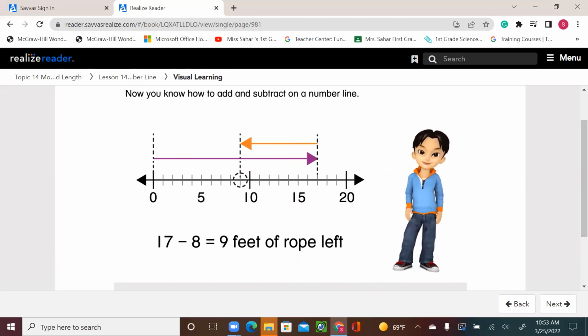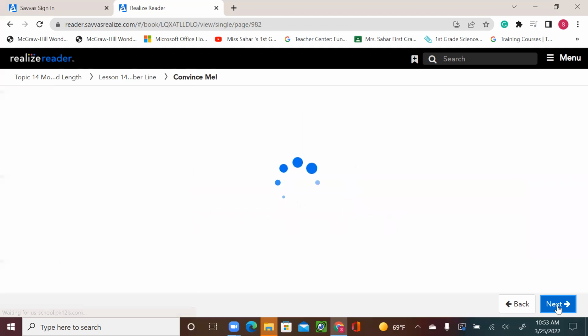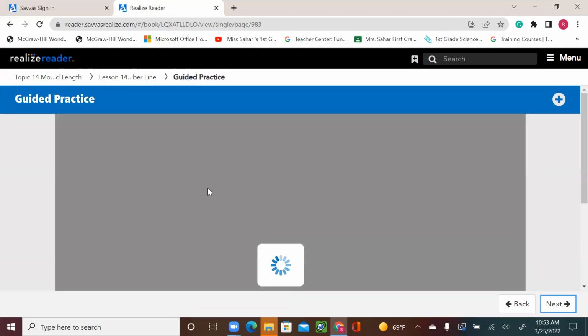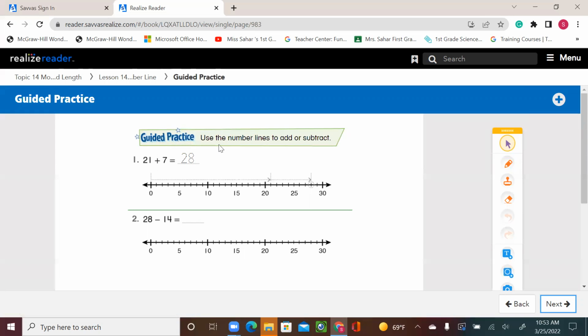Awesome. So let's do our guided practice. In your book, page 622, use the number lines to add or subtract. Number 1, 21 plus 7. So this is my open number line. I'm starting with the 0 and go all the way to 21. So this is 20 and one more small count, that's 1. So that's 21. Add more, 7. So start where you stopped and count 7. So 1, 2, 3, 4, 5, 6, 7.